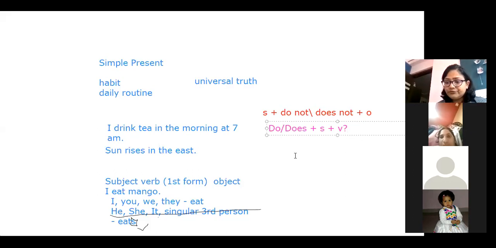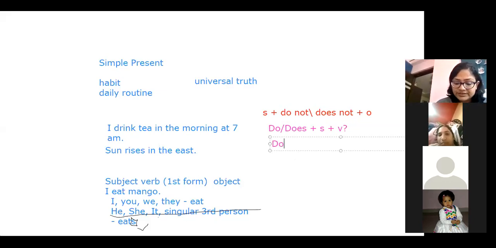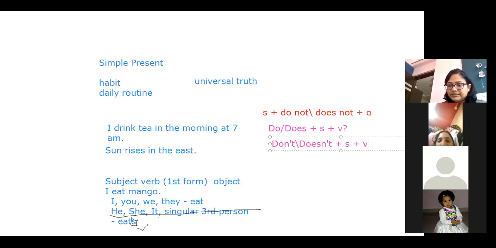So for question, we use do or does. Now negative question. So it's very simple. Don't or doesn't. Don't you eat mango? So you have to put subject and then you have to use verb. Don't you eat mango? Doesn't she eat mango?